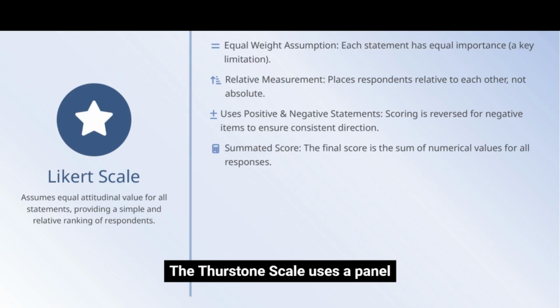The Thurstone scale uses a panel of judges to assign a weight to each statement, resulting in an interval-level score that reflects absolute attitude intensity. An expert panel rates statement importance on an 11-point scale. The median value becomes the statement's attitudinal weight. Statements with scattered ratings, no consensus, are removed.